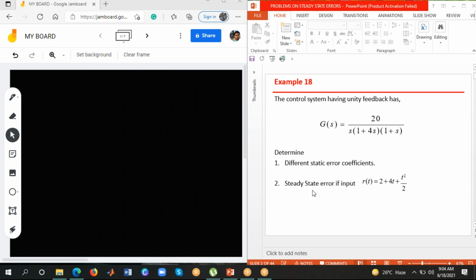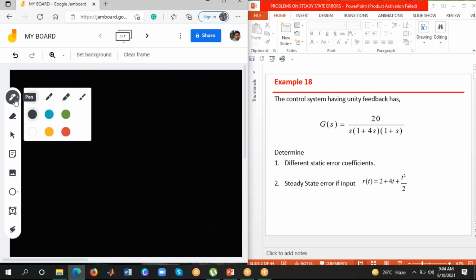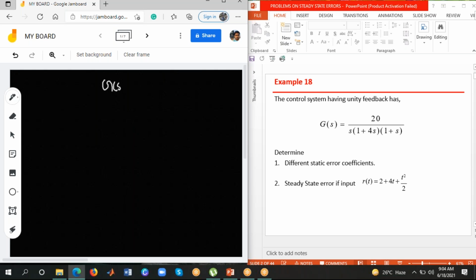Now we are going to start the second one, that is steady state error if input r of t is equal to 2 plus 4t plus t square by 2. So first of all, here I am going to write the given parameters. G of s equals 20 divided by s into 1 plus 4s into 1 plus s. And what is the h of s value here?